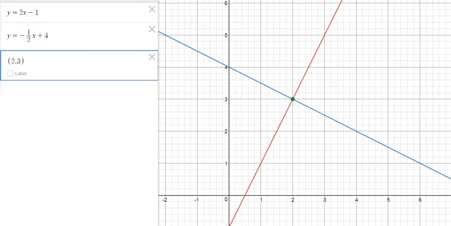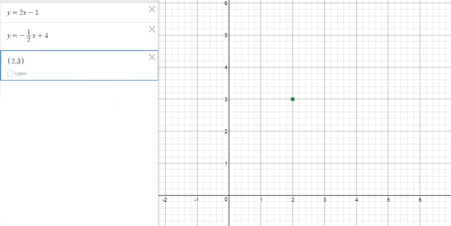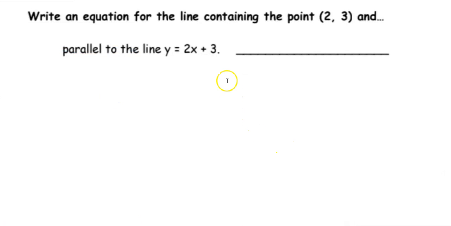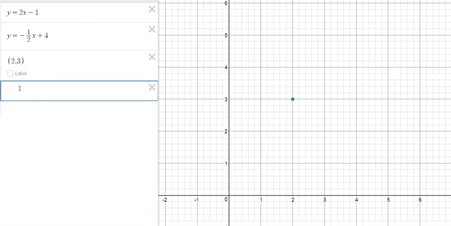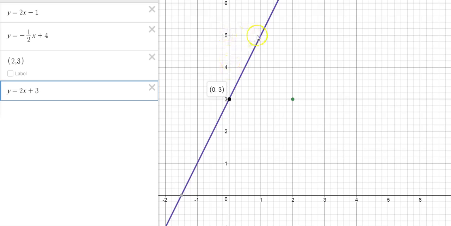Alright, what we're going to look at now is parallel slopes and perpendicular slopes. If we look at our problem here, what the problem is going to be talking about is the line y equals 2x plus 3. So I'm going to put the line y equals 2x plus 3 into Desmos. And I can see that it looks a little bit like this. So it's got a y-intercept of 3, and it increases up 2 over 1. That's how we get our slope.